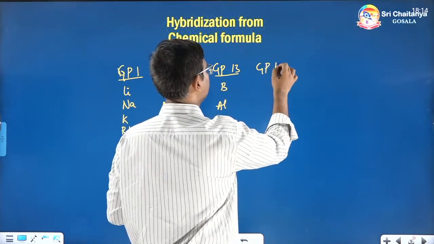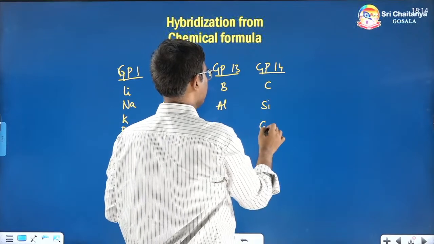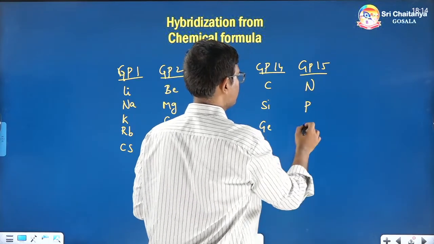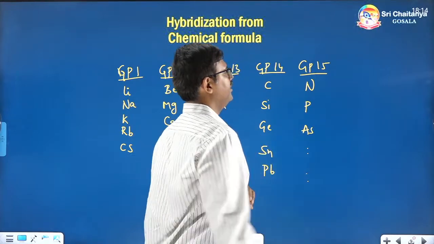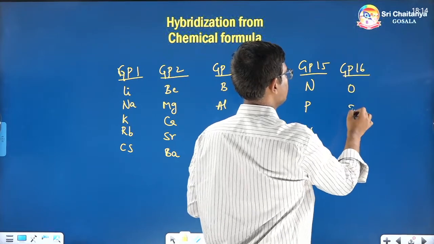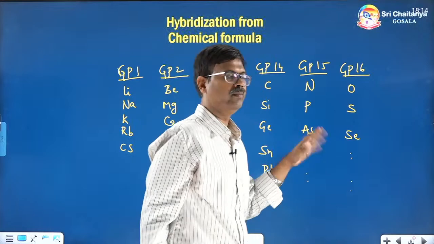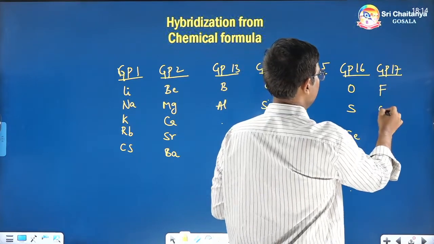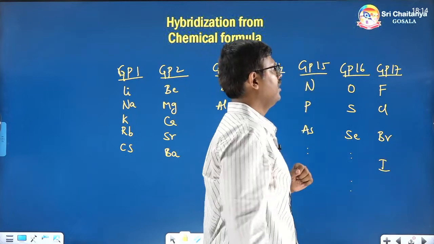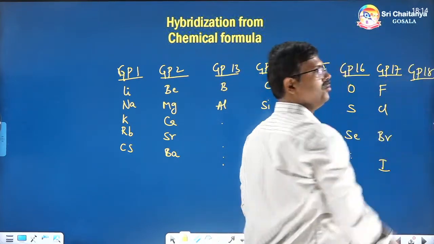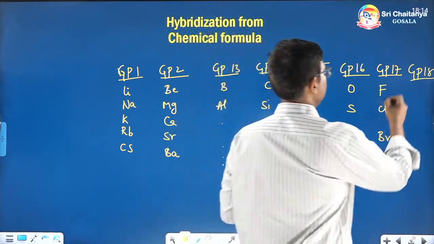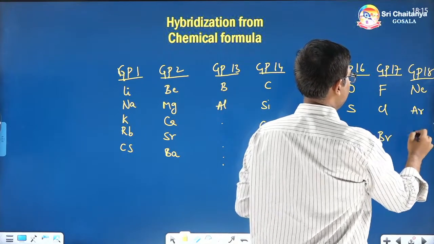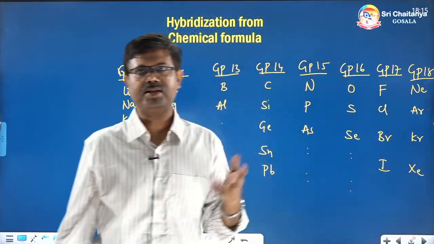Next, group 14: carbon, silicon, germanium, tin, lead. Group 15: nitrogen, phosphorus, arsenic, antimony, bismuth. Group 16: oxygen, sulfur, selenium, tellurium, polonium. Group 17 is for the halogens: fluorine, chlorine, bromine, iodine. And group 18 is the noble gases. Here what will come? Neon after fluorine. Of course, helium is also there, but after fluorine I am writing neon, argon, krypton, xenon, radon. Radon is radioactive.